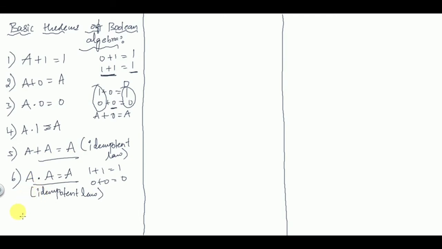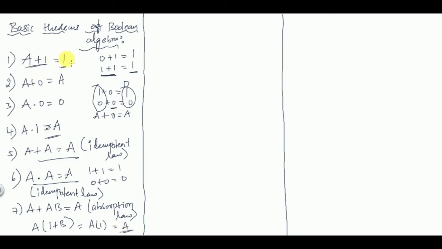Okay, so the seventh law is A plus AB is equal to A. This law is called the absorption law. If you want proof, you can take A common. So A into (1 plus B). Now 1 plus B is equal to 1. So A into 1 is equal to A. So it is equal to A.